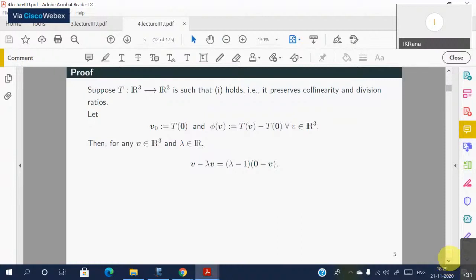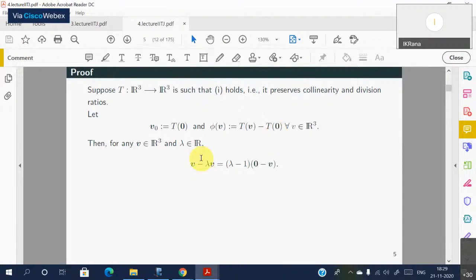So let us suppose the proof. Suppose that T preserves collinearity and division ratios. Let's call T0 equal to T of 0, and define phi of V to be TV minus T0. Then we would like to show that phi has that property.